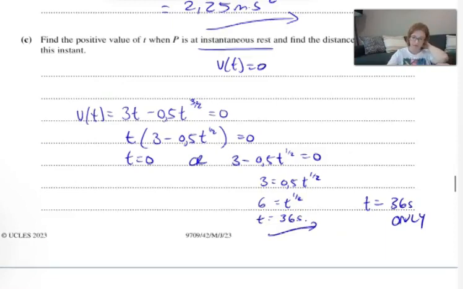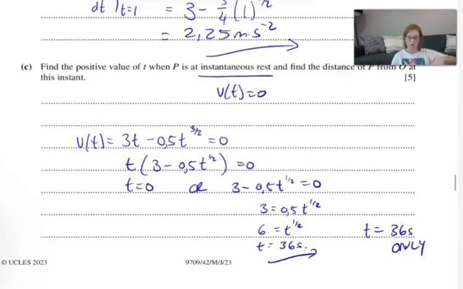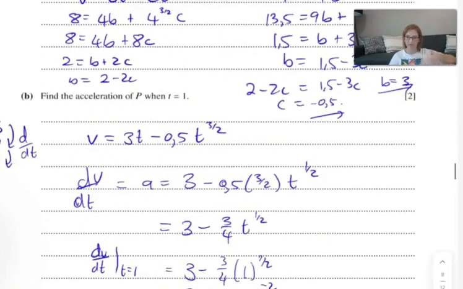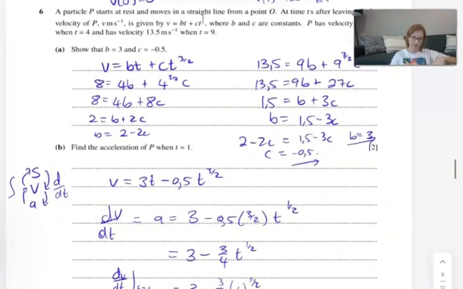Okay. And find the distance of p from 0 at this instant. Okay, so we know that the particle is moving, and then it comes to rest again at 36 seconds. There's no other point in between 0 and 36, otherwise we would have picked it up in the maths. Okay. So find the distance. So now we're going to go back up to our little thing over here. We wanted to get to distance.